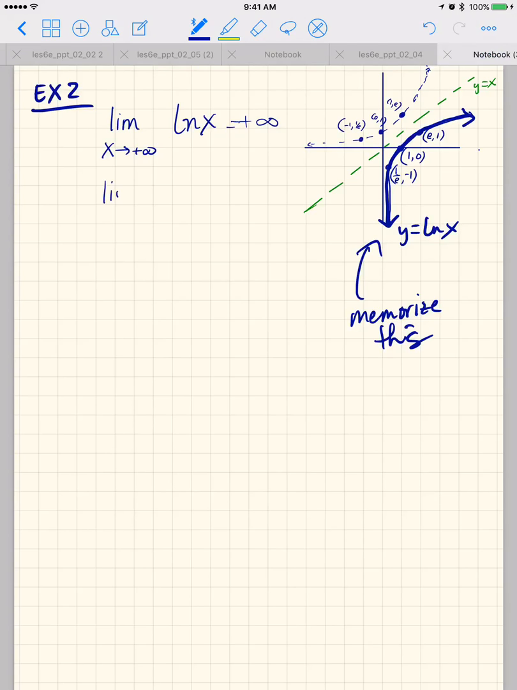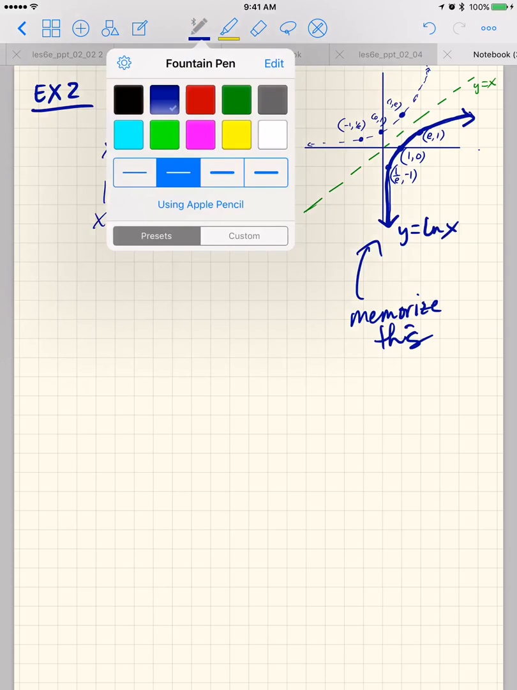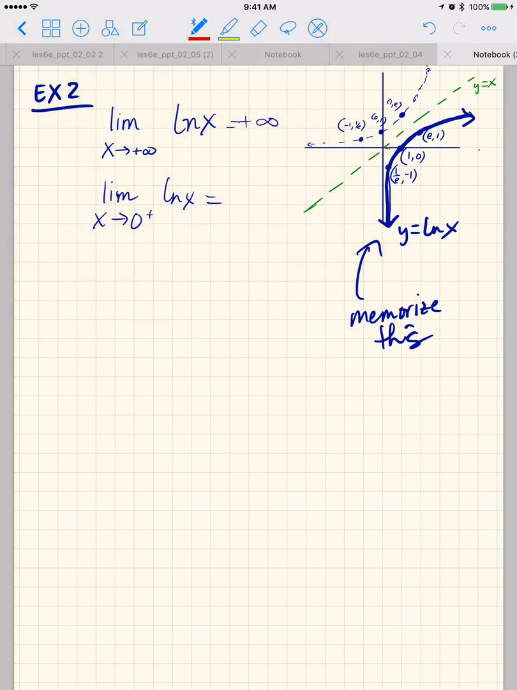What about the limit as x approaches 0 from the right of natural log of x? As x approaches 0 from the right, so that means that x is getting really, really small. What's happening to the y values? The y values are approaching negative infinity. So notice that this is an infinite limit. This is not a limit at infinity. This is an infinite limit, right? And they talked about that during the presentation.